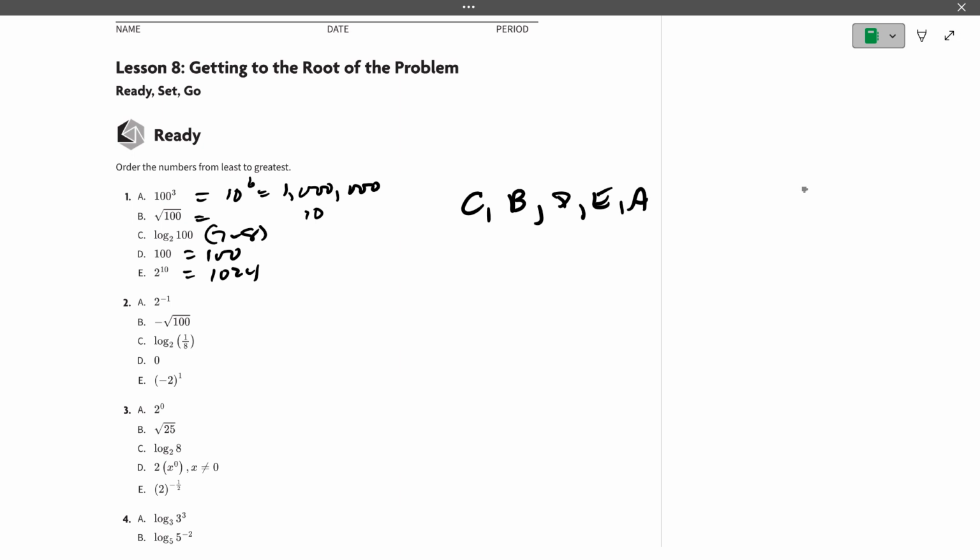All right, the next step is a little simpler. 2 to the negative first is equal to 1/2. The opposite of the square root of 100 is negative 10. The log of 1/8 at base 2 is equal to negative 3. 0 is equal to 0. Negative 2 to the first is equal to negative 2. So for number 2, we go B, C, E, D, and A, least to greatest.